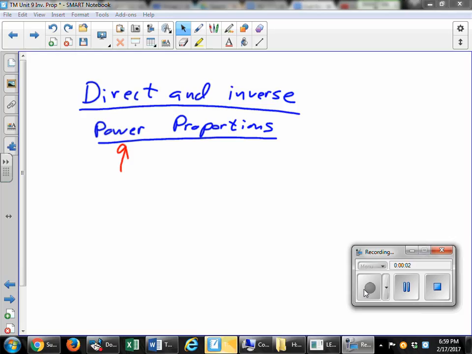I saved this topic with the last topic because it is very similar. The only real difference is now we're going to be dealing with exponents, with powers, in the same problems we just got done doing.